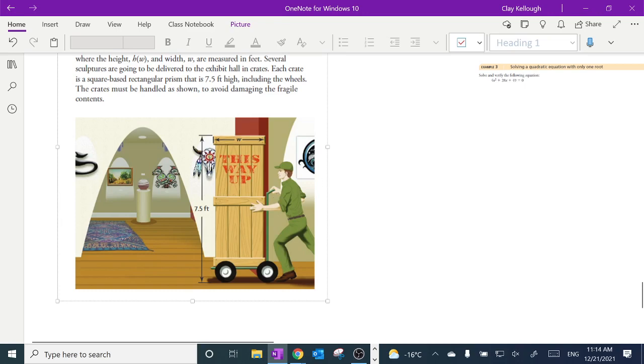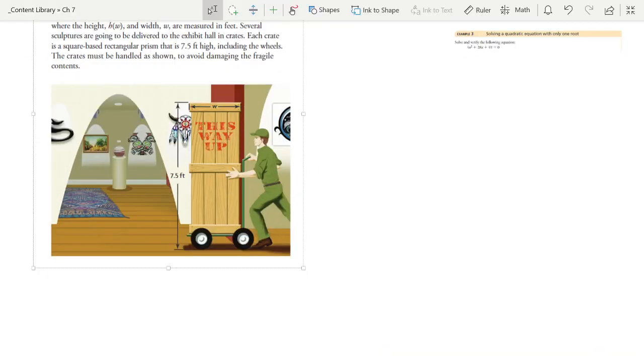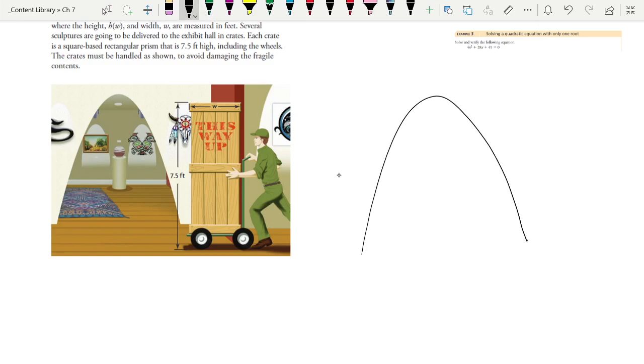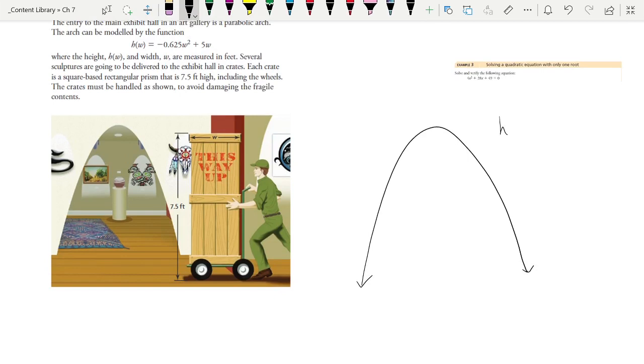So here's the basic problem. I have a parabola where I know that the equation of this parabola is height as a function of width is negative 0.625 w squared plus 5w. And I have this crate that I need to fit into this doorway. And let's see, I have this diagram over here someplace.